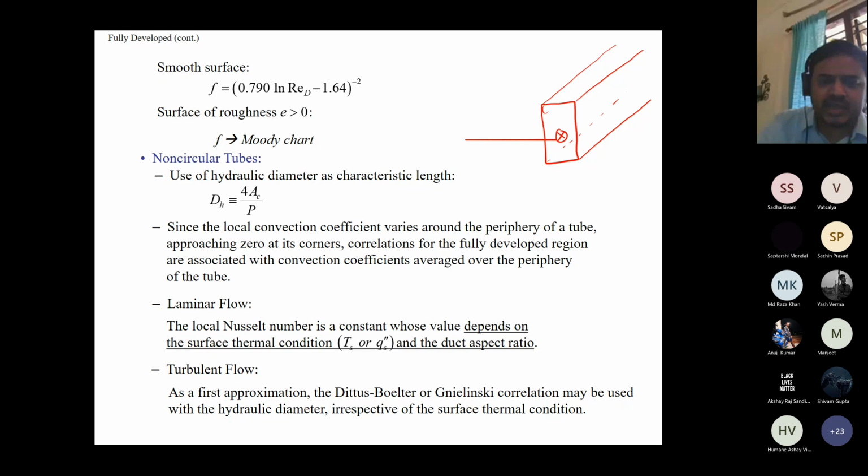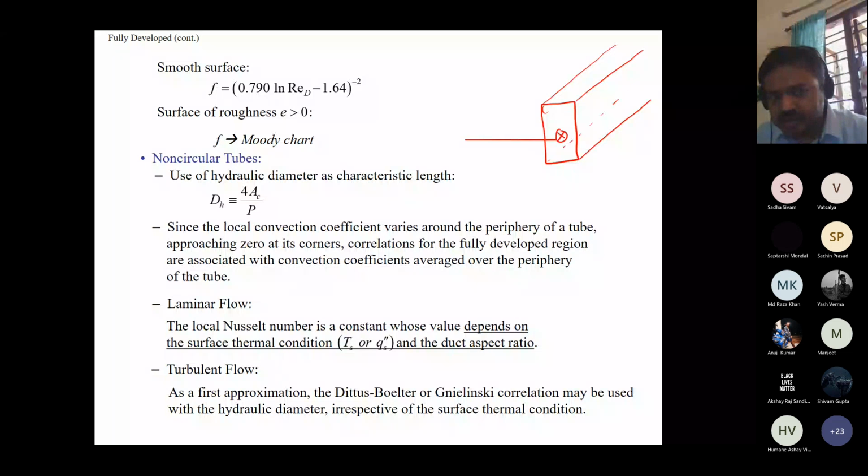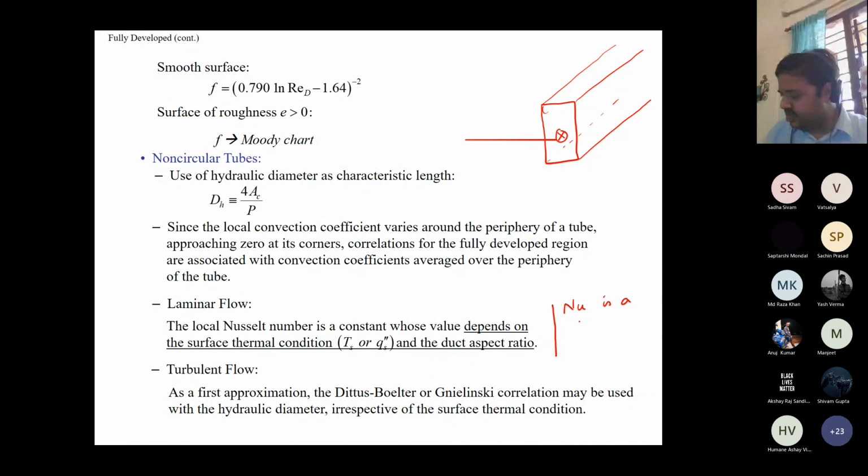Even though there are going to be some differences, what we typically do is use the basic correlation for laminar flow and turbulent flow for a tube of circular cross section. But instead of the diameter, we now use the hydraulic diameter. So for turbulent flow, the Dittus-Boelter or Gnielinski correlation can be used. For laminar flow also you can use it. But what happens is the Nusselt number is a function of aspect ratio. What do I mean by that?